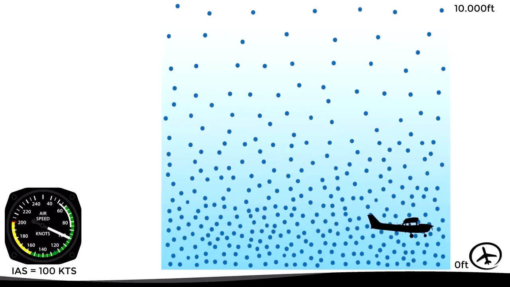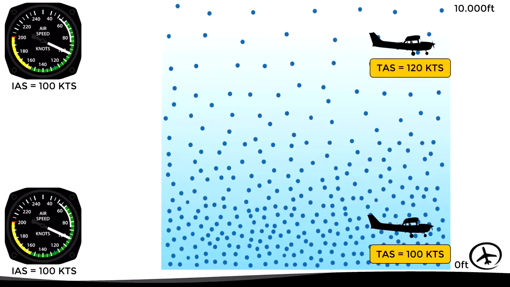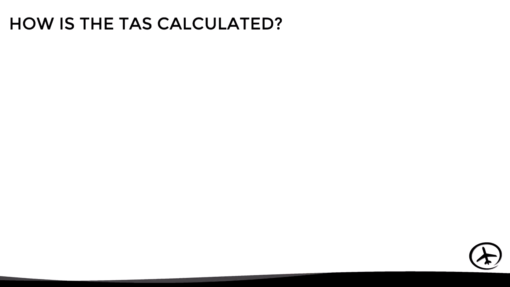Since near the sea level the indicated and true airspeeds are roughly equal, the true airspeed will also be 100 knots. However, if the aircraft flies higher, in lower density air, and its indicator also shows 100 knots, that would mean that the aircraft must be flying at a higher true airspeed. In this case, 120 knots. In this way, the true airspeed continues to increase as we climb with a constant indicated airspeed. The question is, how do we calculate this true airspeed?